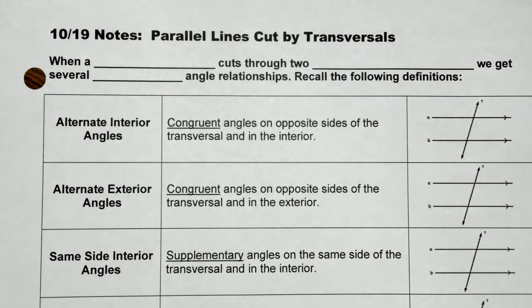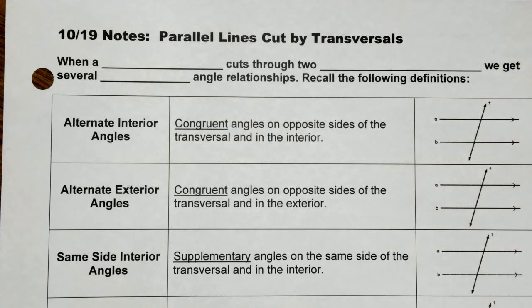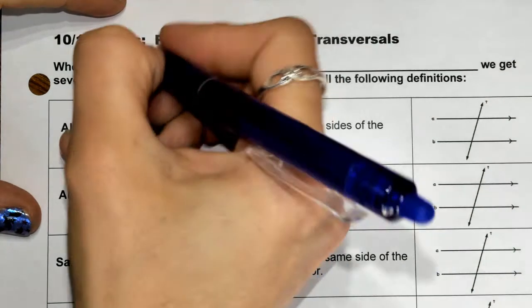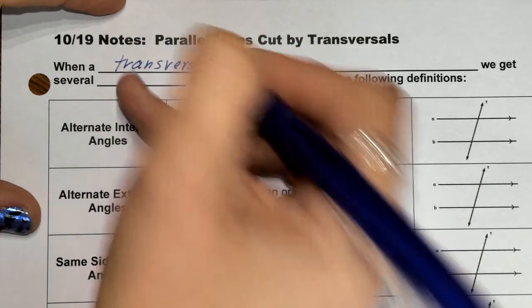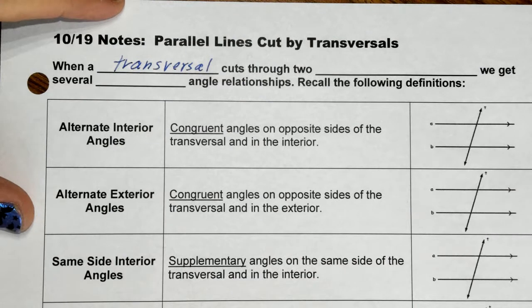Okay, so in our previous notes, we talked about lines cut by transversals and the different angle pairs that we had. What's going to happen in these notes is we are now going to go specifically to parallel lines cut by a transversal. So now we're going to wind up with something else happening here. So we're going to write in these blanks: when a transversal, the first blank is transversal.